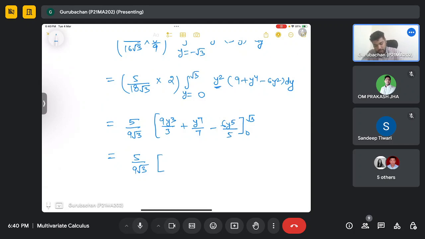So this will be under root 3 cube. That means 3 under root 3. And this will be 9 under root 3. And from here, we will get under root 3 to the power 5 is, tell me, 27 under root 3. Am I correct? In the similar way, here we will get 9 times of 6, that is 54 under root 3 divided by 5.